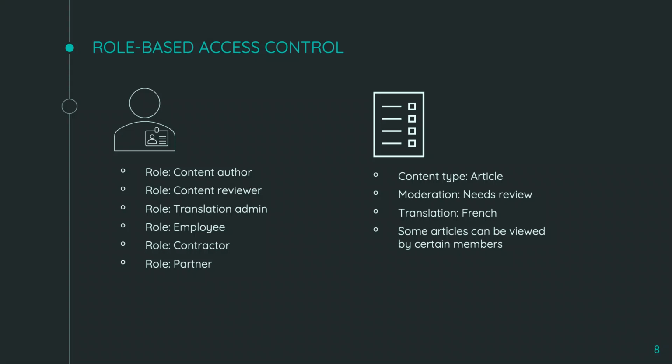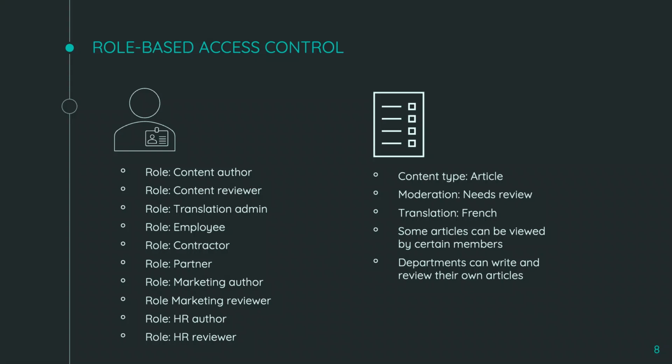Our company is growing, we have some new departments. They want to write their own articles and have their own reviewers for their articles. Right? That's some more roles. We have a marketing author, a marketing reviewer. Okay, now it's really getting out of hand, but we're doing okay. As long as nobody wants any new functionality, we're done, okay? We have to start pushing back.